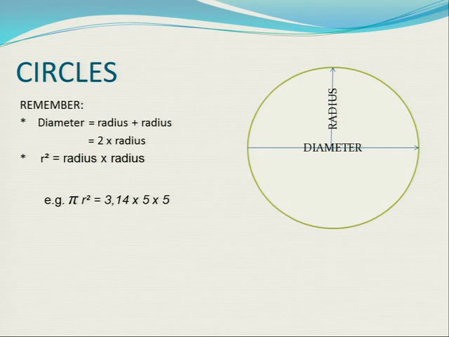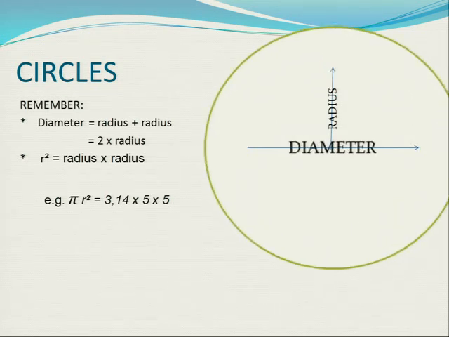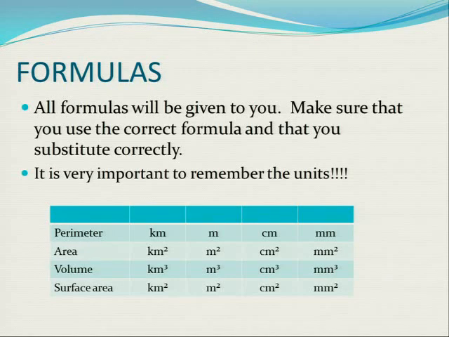So for instance, when you want the area of a circle, it's pi radius square, so it's 3,14 times 5 times 5, and not times 5 times 2. So make sure that you use the correct notation there. Remember the circle, the diameter, and the radius.